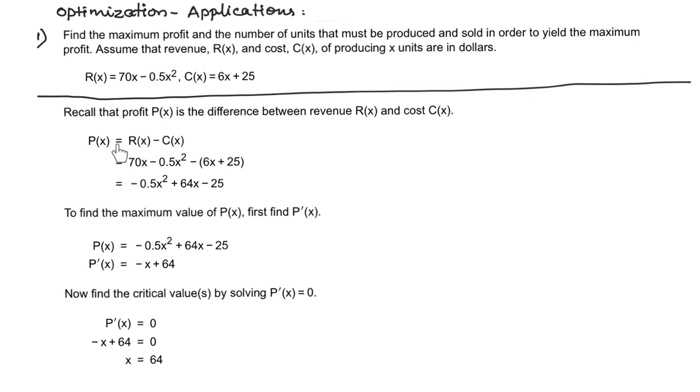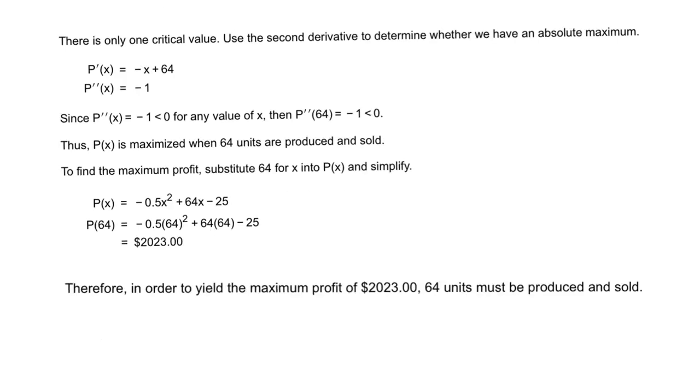In order to maximize the profit function, first take the derivative and set it equal to 0 to find the critical value. So it has only one critical value, that is at x equals 64. Do not conclude your answer now, because we didn't maximize or minimize, we just found the critical value. Now we can use the first derivative test or the second derivative test to find the maximum or minimum. I prefer to use the second derivative test because I feel like it has fewer steps.